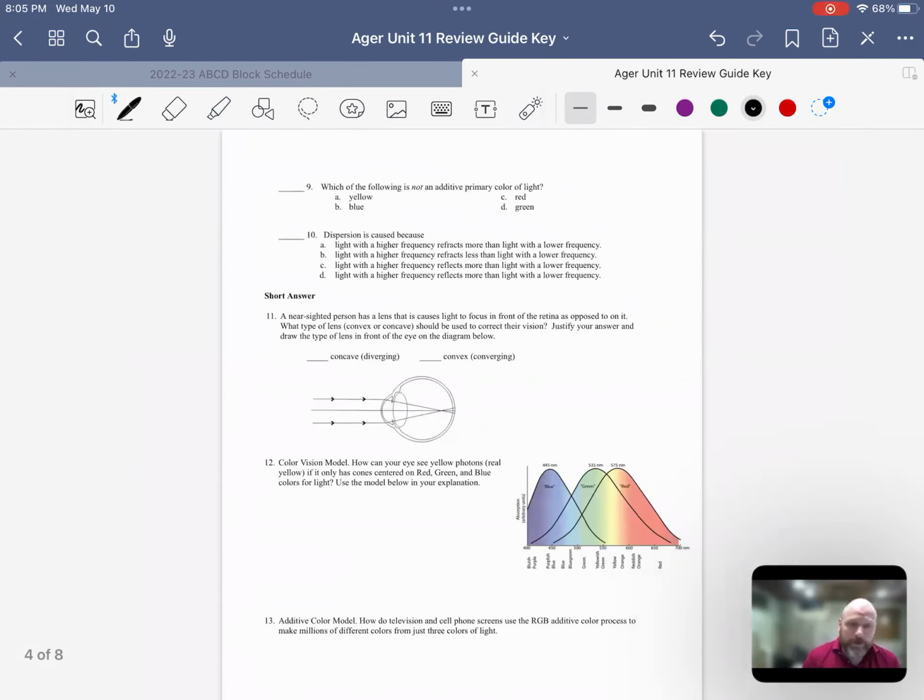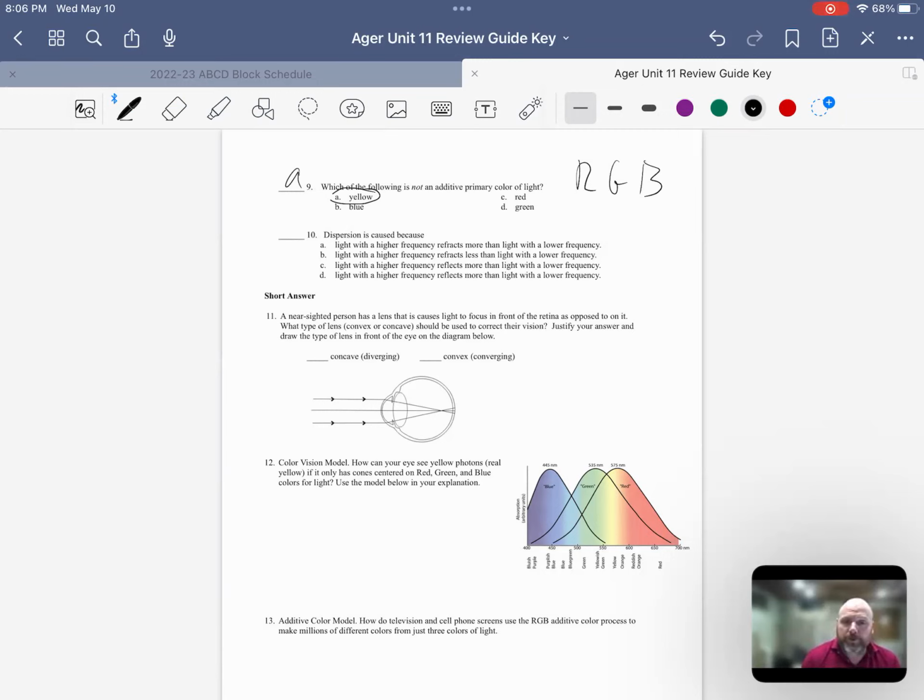All right, the last two. Which of the following is not an additive primary color of light? That would be yellow. I know that's tricky, but when it comes to light, yellow is the secondary color. Green is a primary because of the cones that we have. So we have R, G, B as our different colors there.